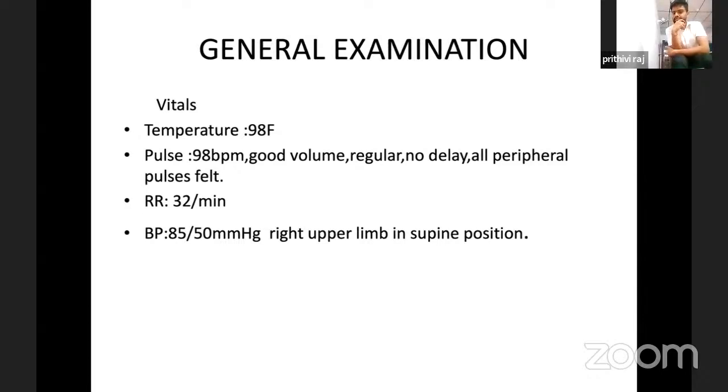If the child is tachypneic in this case, the child is not having fever, but there is tachypnea, what would you suspect? The child's age is 2 years. So what is the normal respiratory rate for the child? 23 to 37 per minute.